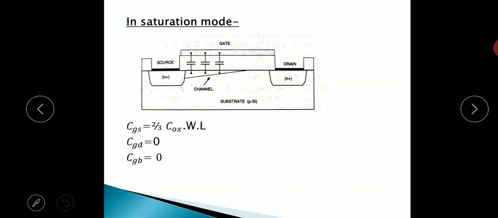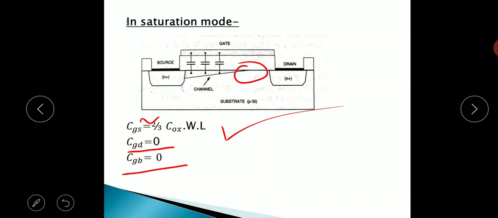Next, saturation mode. In this mode, the inversion layer or channel on the surface does not extend to the drain, means it is pinched off. So CGD equal to 0. Since the source is still connected to the conducting channel, CGB equal to 0. As the channel is present near the source only, this part is approximated as 2/3 of the channel. So CGS nearly equal to 2 by 3 Cox W into L.